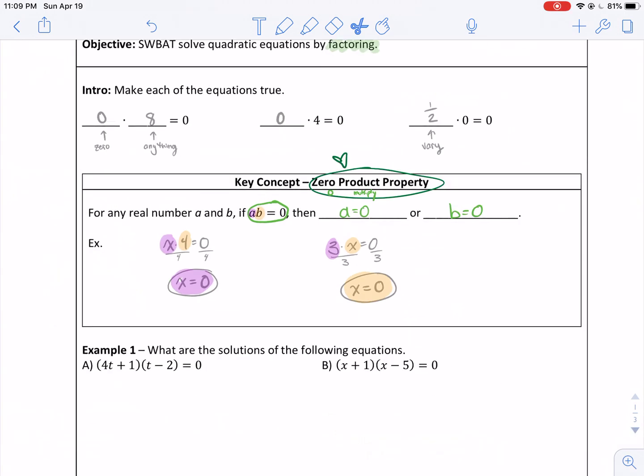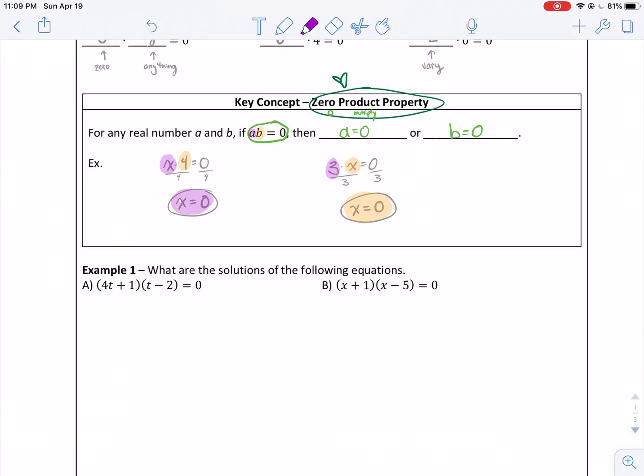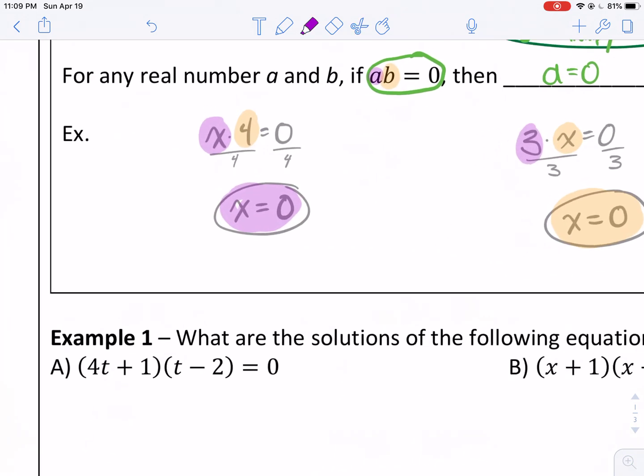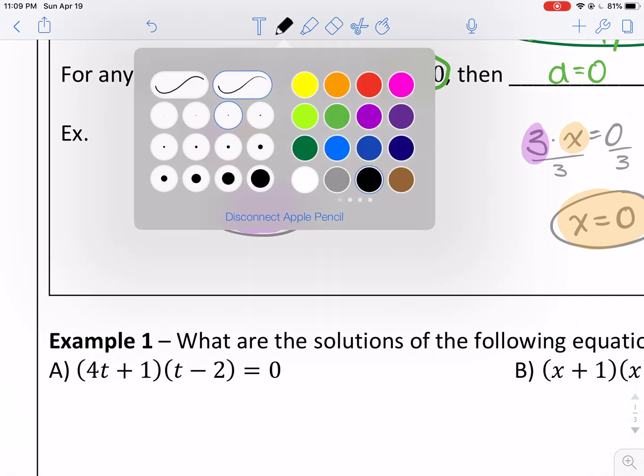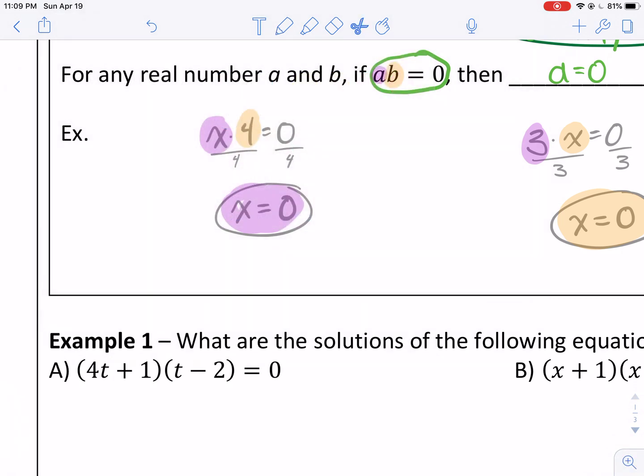Okay. Now, same process again. Here we've got two numbers. We're going to use this same guy. If we have, watch this.